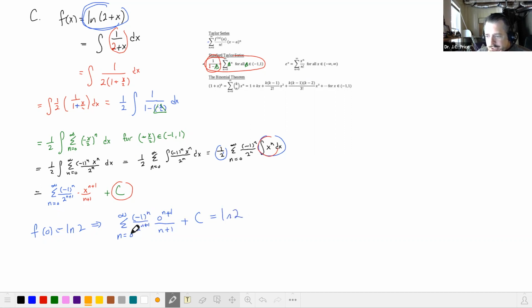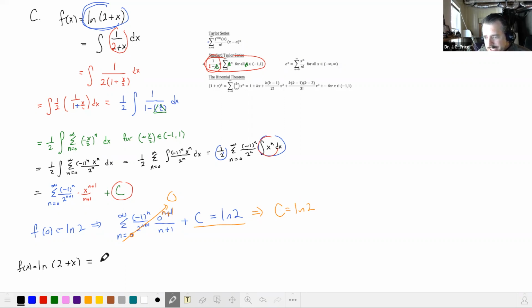Now notice, because you start this at 0, and this is n plus 1, this is going to be 0. And so it tells you immediately what c has to be equal to. c has to equal ln of 2. And so what do we get? We get f of x here, equal to ln of 2 plus x.